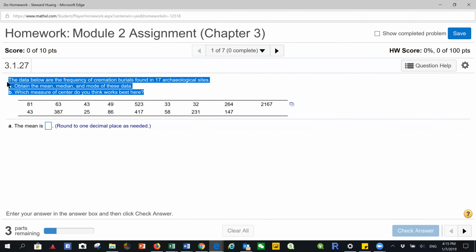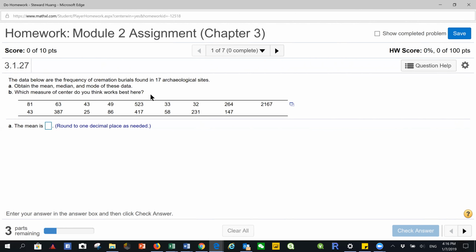The first question is, the data below are the frequency of cremation burials found in 17 archaeological sites. Obtain the mean, median, and modes of these data. Which measure of center do you think they are? So you have these numbers. How do you find the mean? Oh, okay, it's the average.